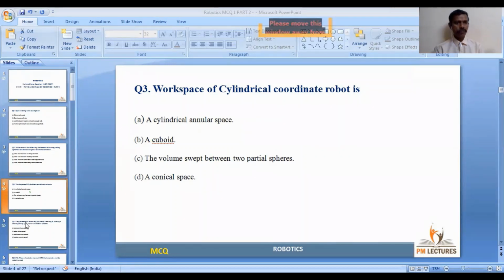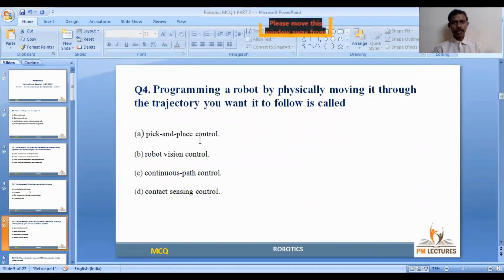And then fourth question. Programming a robot by physically moving it through the trajectory you want it to follow is called option A, pick and place control, option B, robot vision control, option C, continuous path control, option D, contact sensing control. So for the fourth question, continuous path control is the correct answer. That is option C.